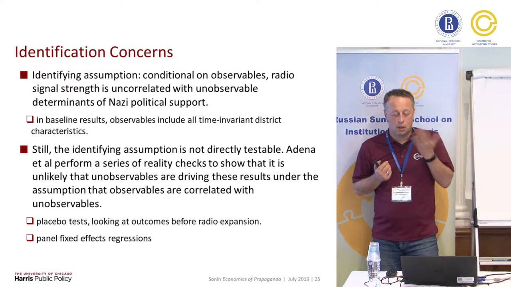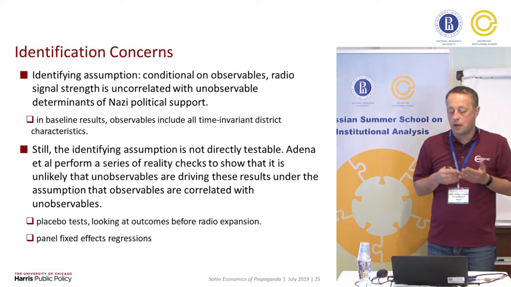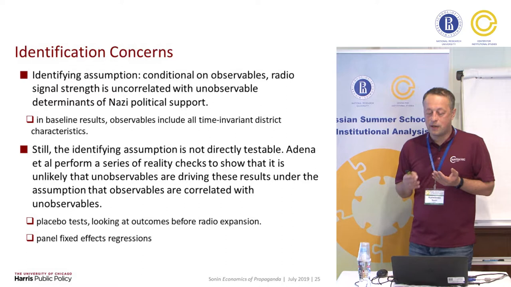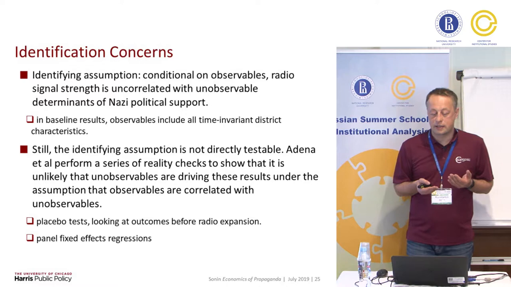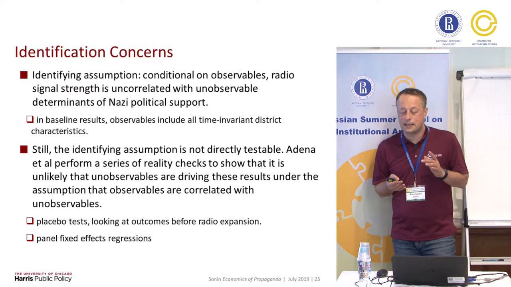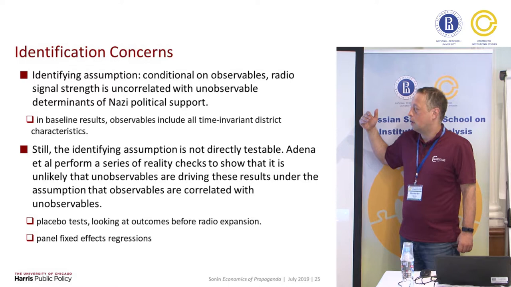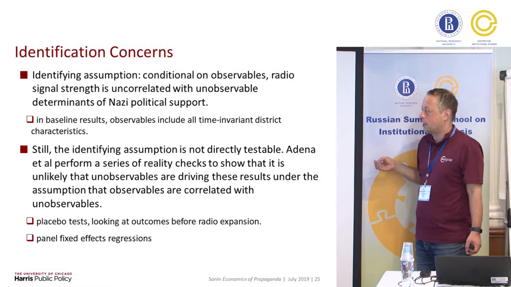Of course, the validity of this exercise, the idea that this paper establishes a causal link, very much rests on the identifying assumption. And here it's that, conditional on observables, the radio signal strength is uncorrelated with unobservable determinants of Nazi political support. So, of course, they included all time-invariant district characteristics, but still, this identifying assumption is an assumption, which is not a fact, right? They cannot directly test it, so they do a series of reality checks, and they try to show that it's unlikely that these unobservables are driving these results.